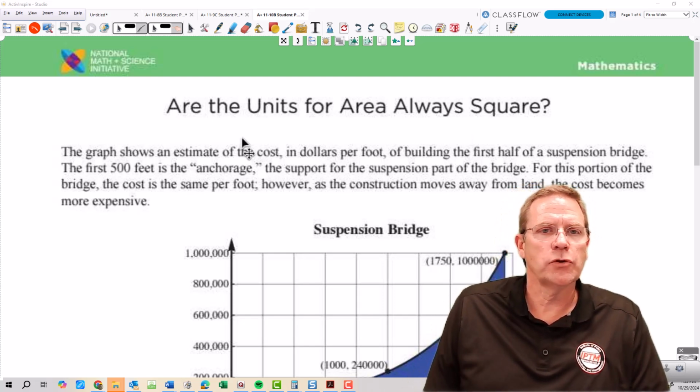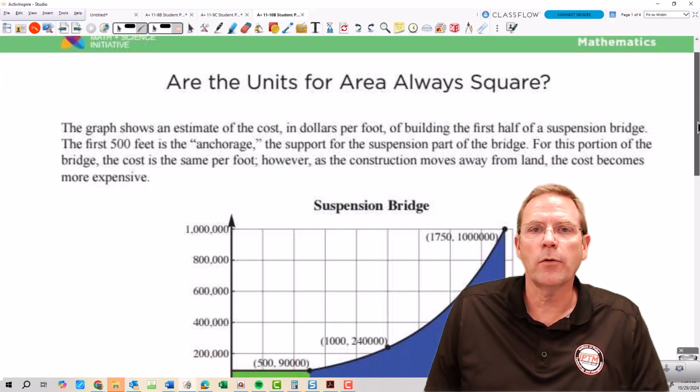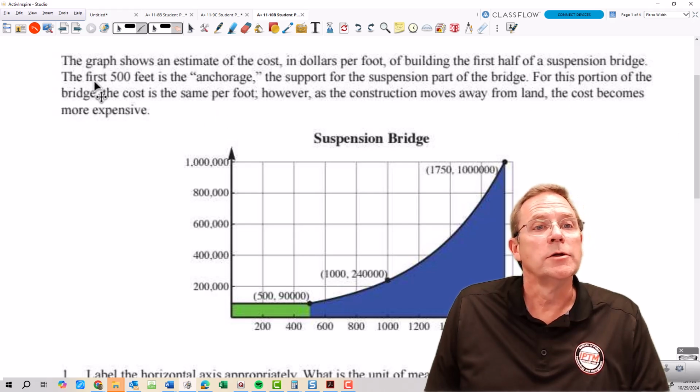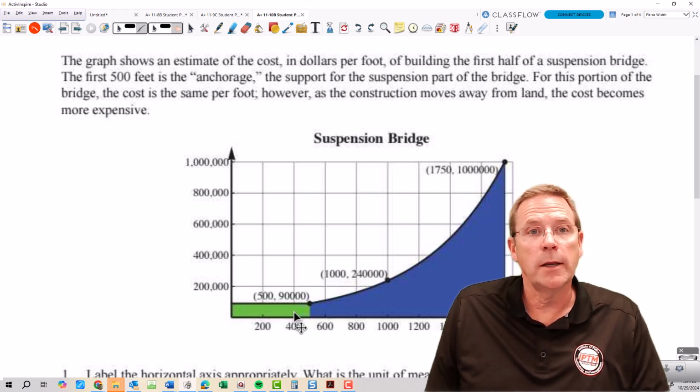We have a graph that shows the estimated cost in dollars per foot of building the first half of the suspension bridge. The first 500 feet of the bridge is called the anchorage. That's this section right here. And then the support for the suspension part of the bridge. For this portion of the bridge, the cost is the same per foot. However, as the construction moves further away from land, the cost becomes more expensive. And you can see that is taking place. The further you are from land, the more expensive the cost is.